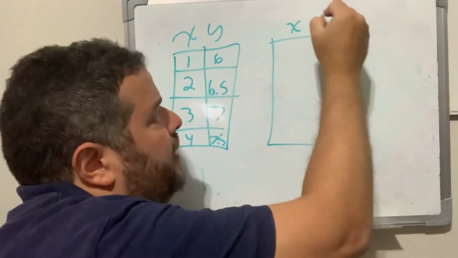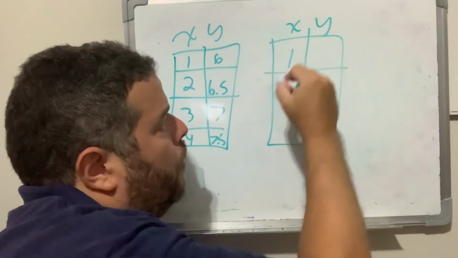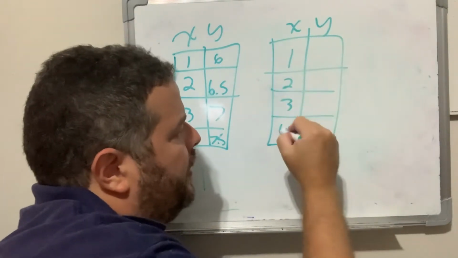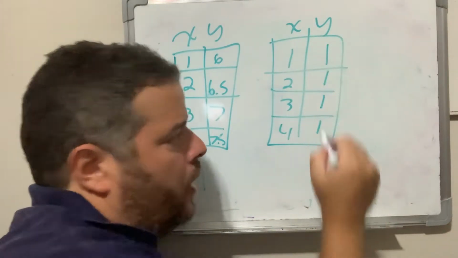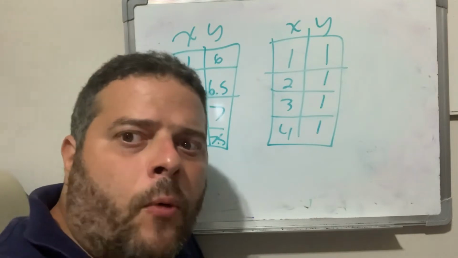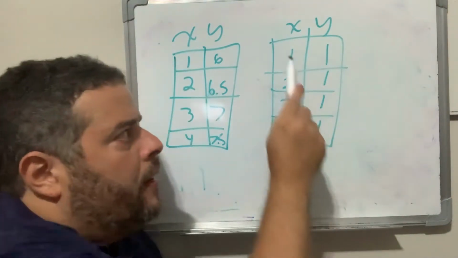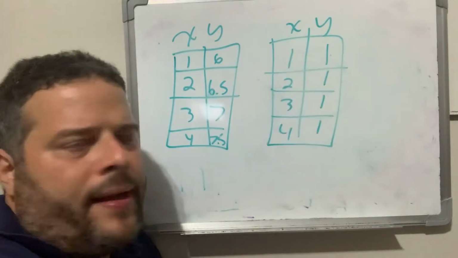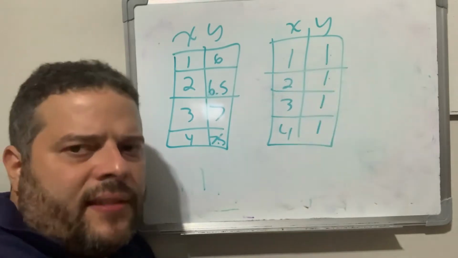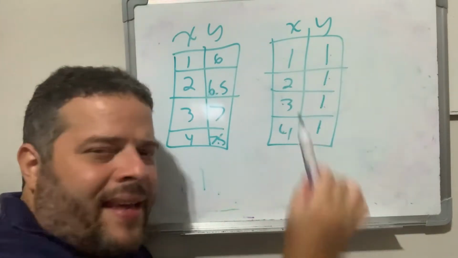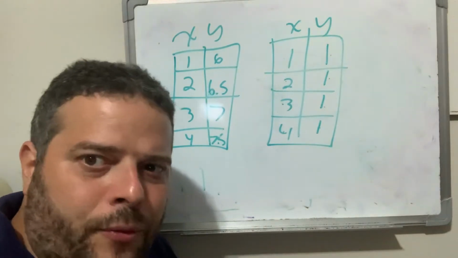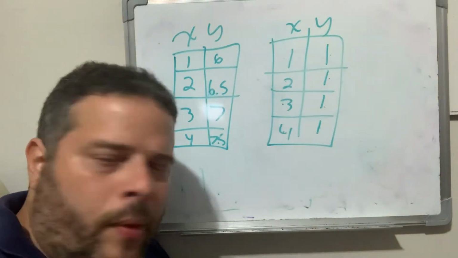Let's look at another table. 1, 2, 3. This is a different equation. 1, 1, 1, 1. Oh my God, the 1 is repeated. Doesn't matter. This x has a single value. This x has a single value. This x has a single value. This x has a single value. Doesn't matter if it's repeated. That is also a function.